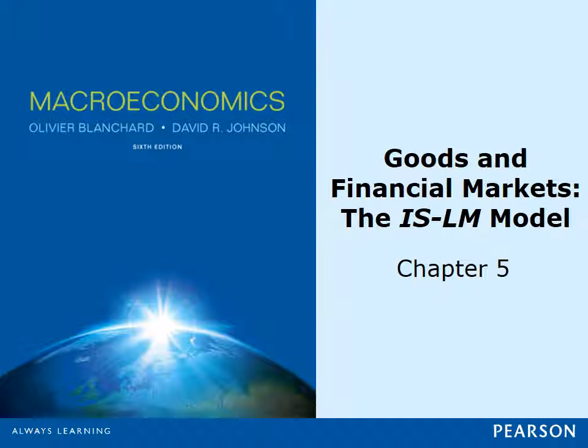Chapter 5, Goods and Financial Markets, the IS-LM Model. The interest rate affects output through investment, and output affects the interest rate through money demand. So it is necessary to consider the simultaneous determination of output and interest rates. Hicks and Hansen developed the IS-LM model to explain Keynesian analysis of how goods and financial markets interact to determine output and interest rates simultaneously. This requires simultaneous equilibrium in the goods and financial markets.